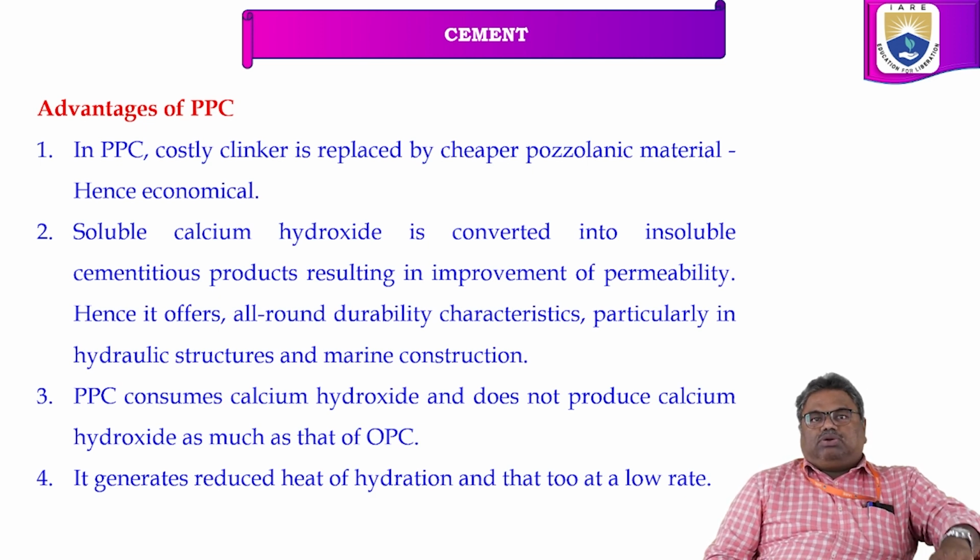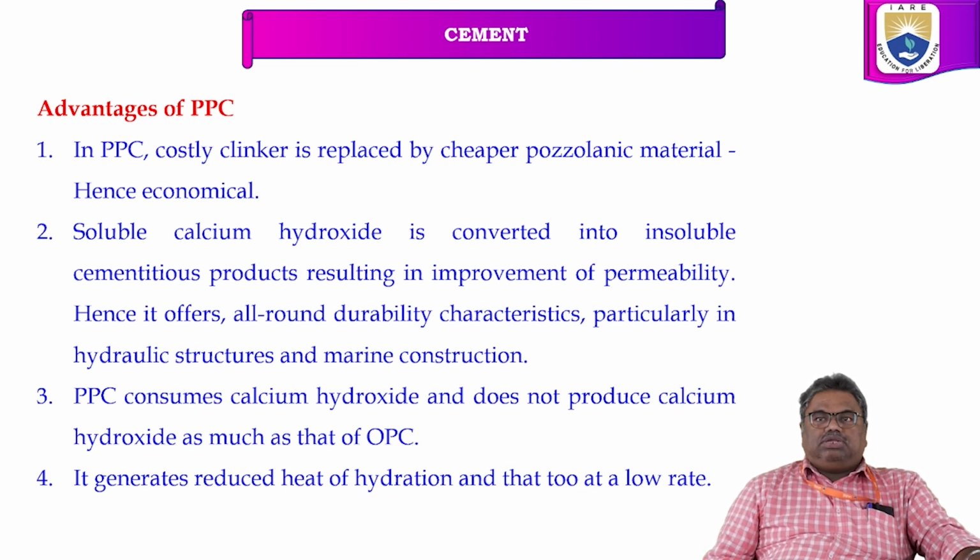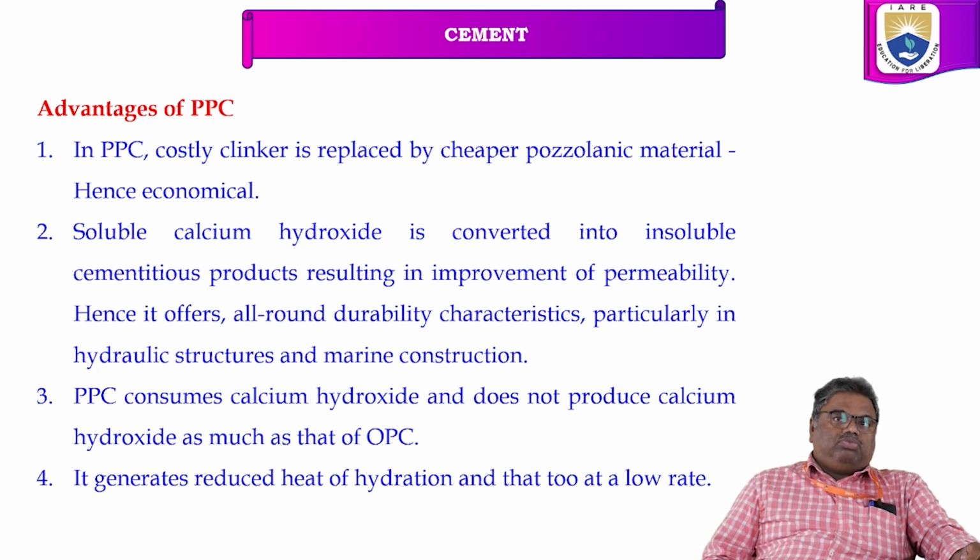The second one is that soluble calcium hydroxide is converted into insoluble cementitious product, resulting in improvement of permeability. Hence, it offers all-round durability characteristics, particularly in hydraulic structures and marine construction. So soluble calcium hydroxide is converted into insoluble cementitious product, so it is going to improve the permeability.